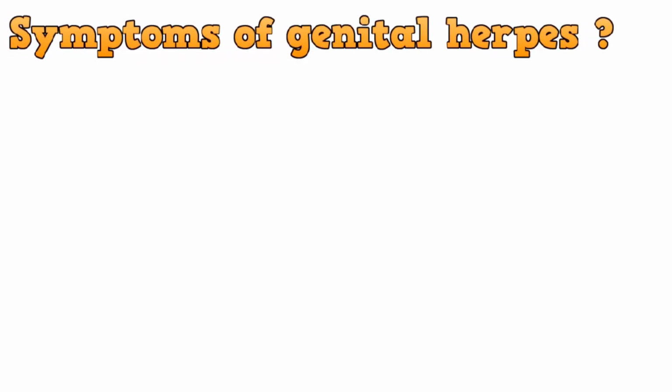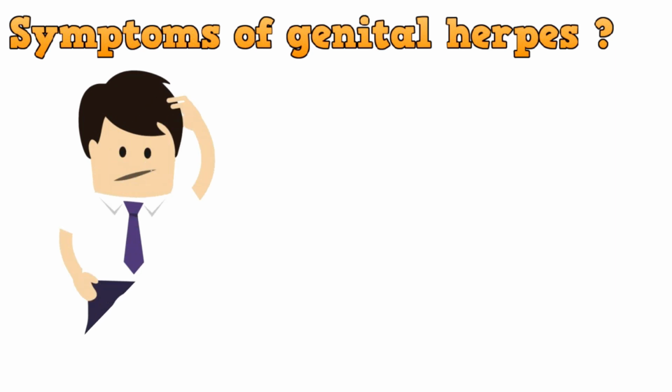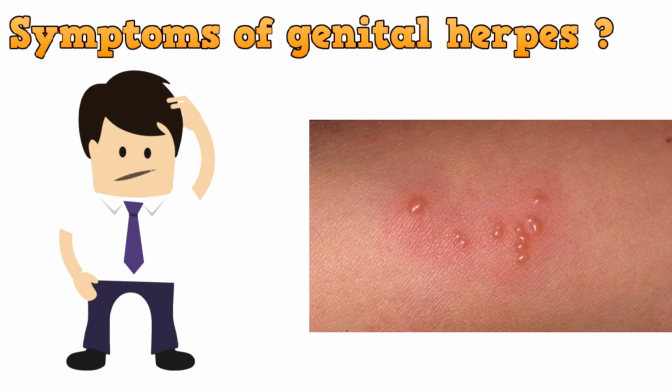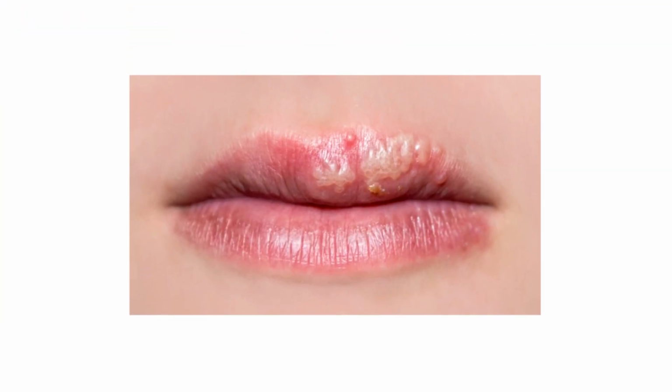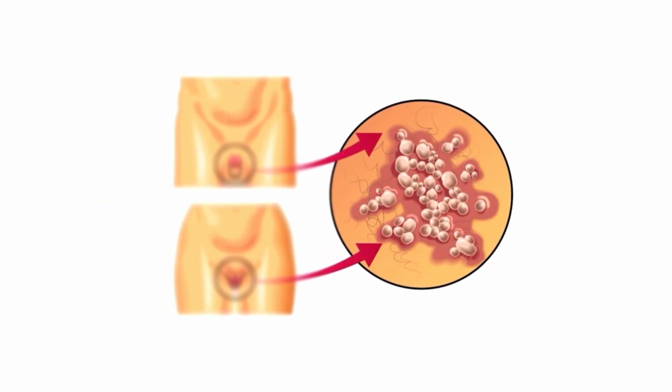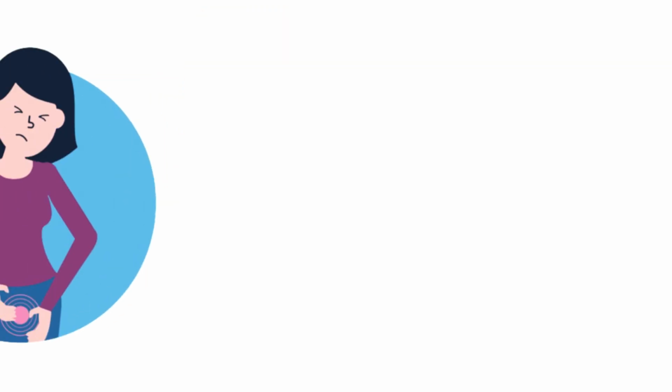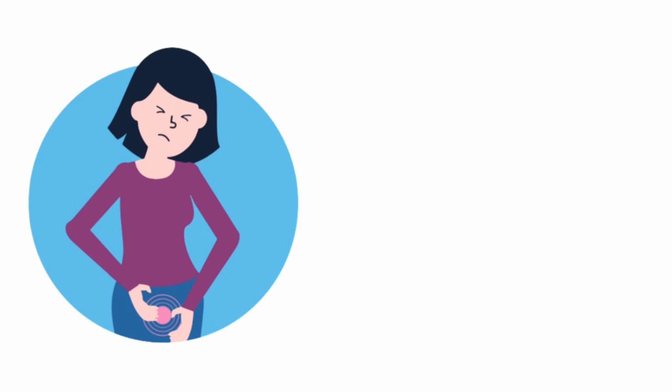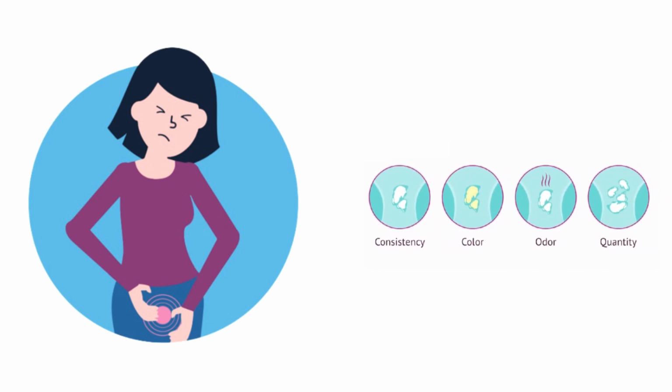A person with genital herpes might not have symptoms or have only mild symptoms. The characteristic symptoms of genital herpes are small blistering lesions, also called cold sores, which appear on the face and around the genitals. Herpes can also cause pain when urinating and changes in vaginal discharge.